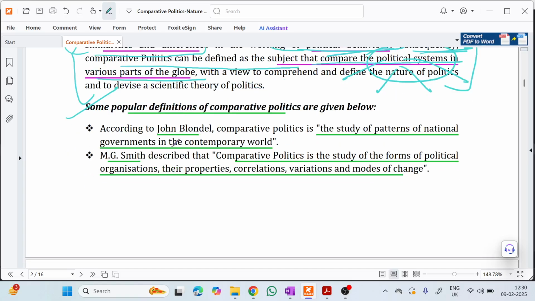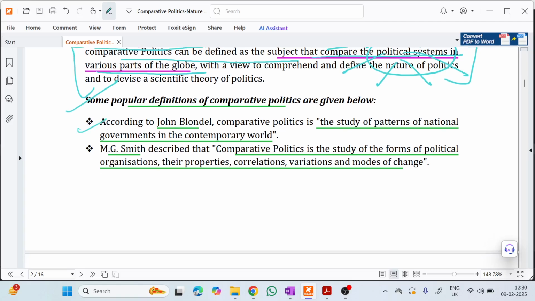Then let's have a look at some popular definitions of comparative politics. According to John Blondel, comparative politics is the study of patterns of national government in the contemporary world. Where I am just narrating what is already mentioned here, most of the definitions do not need further explanation. But even then, I'm going to narrate the whole sentences so that if there comes any topic, any term that needs explanation, I'm here for that.